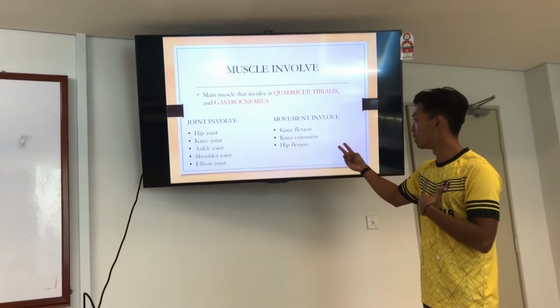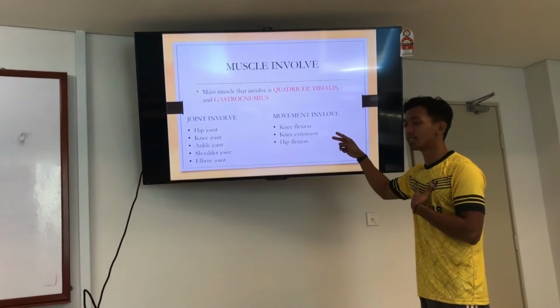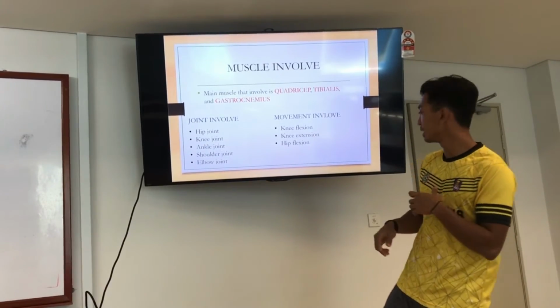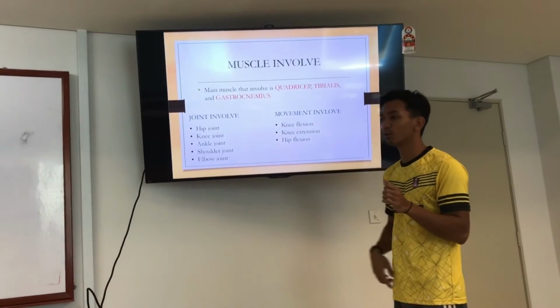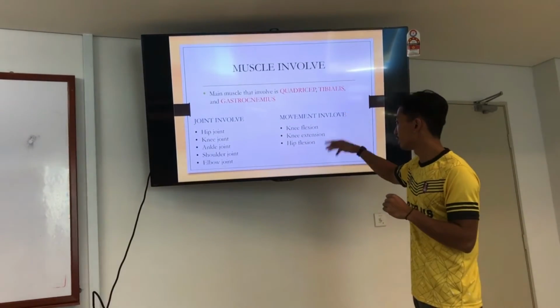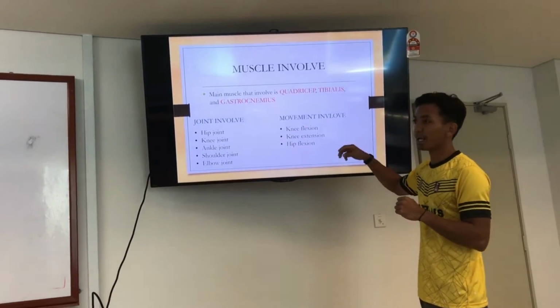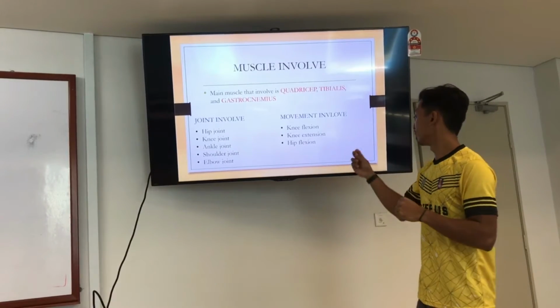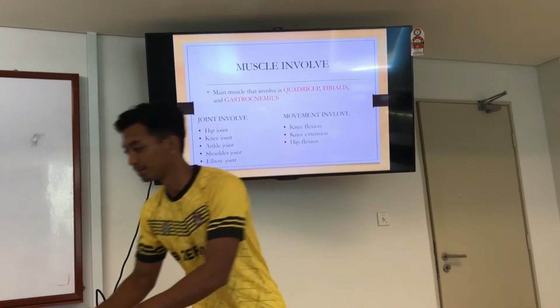Okay, the last is the movement involved in this skill, which is knee flexion and knee extension. These two, flexion and extension, we use while we do the kicking, and then knee flexion we do while we lean back a little bit. So three of these are the main movements involved in this skill.